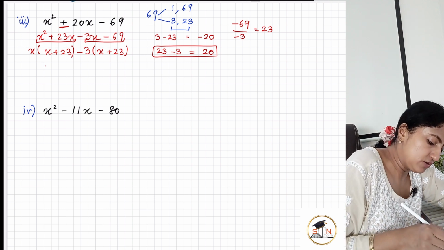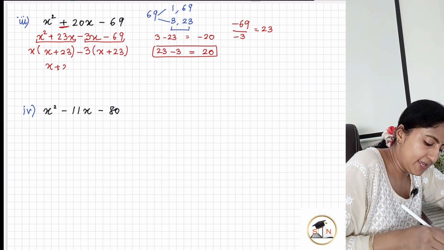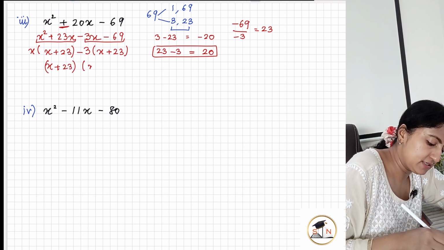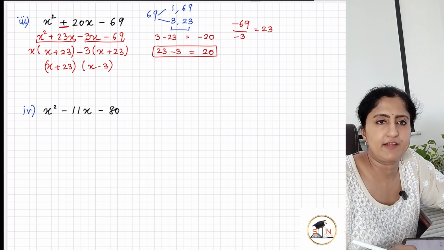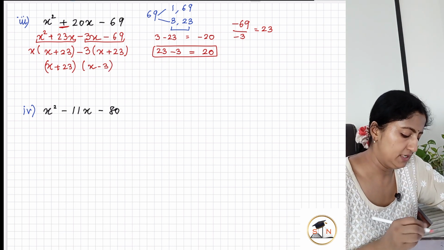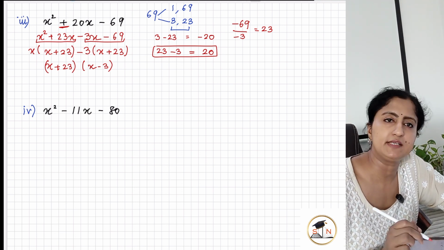Okay. So now the last step, we form the two factors, x plus 23 being the common group and the remaining elements, that is x minus 3, becomes your second factor. Okay. Let's see the last example over here. We have x squared minus 11x minus 80.